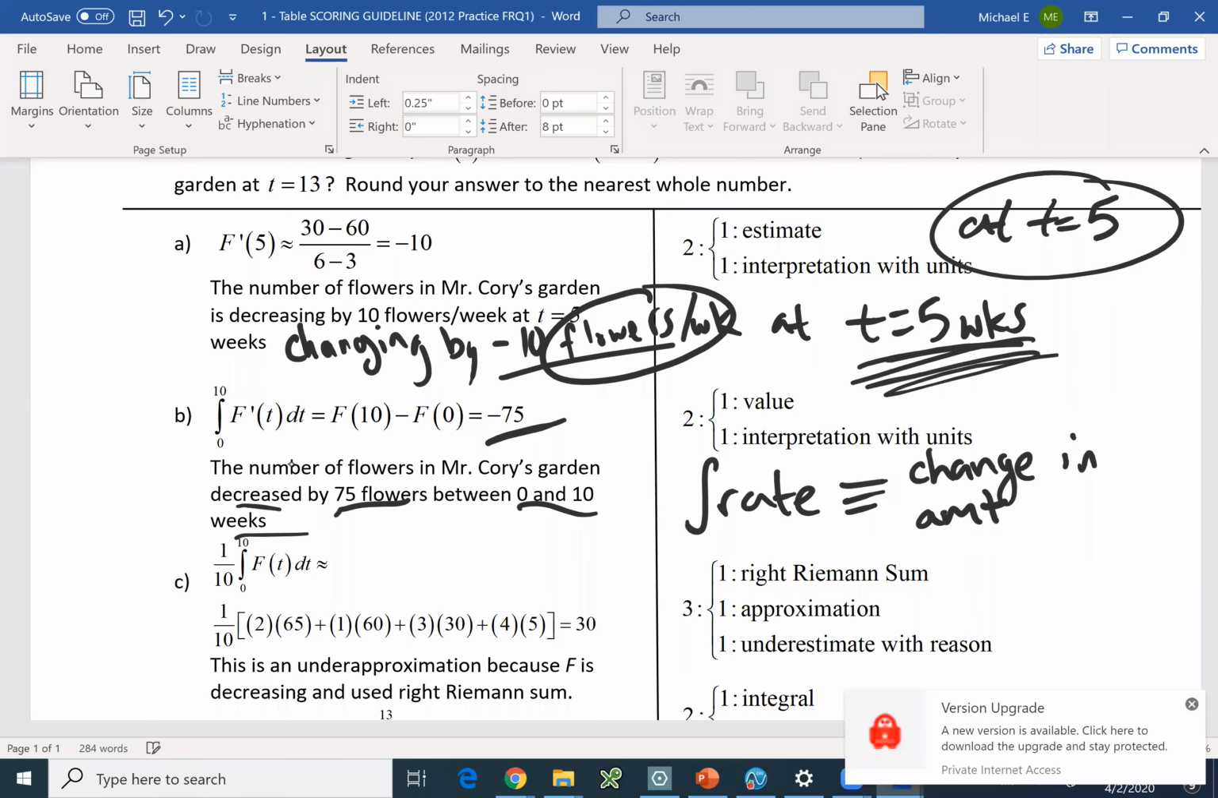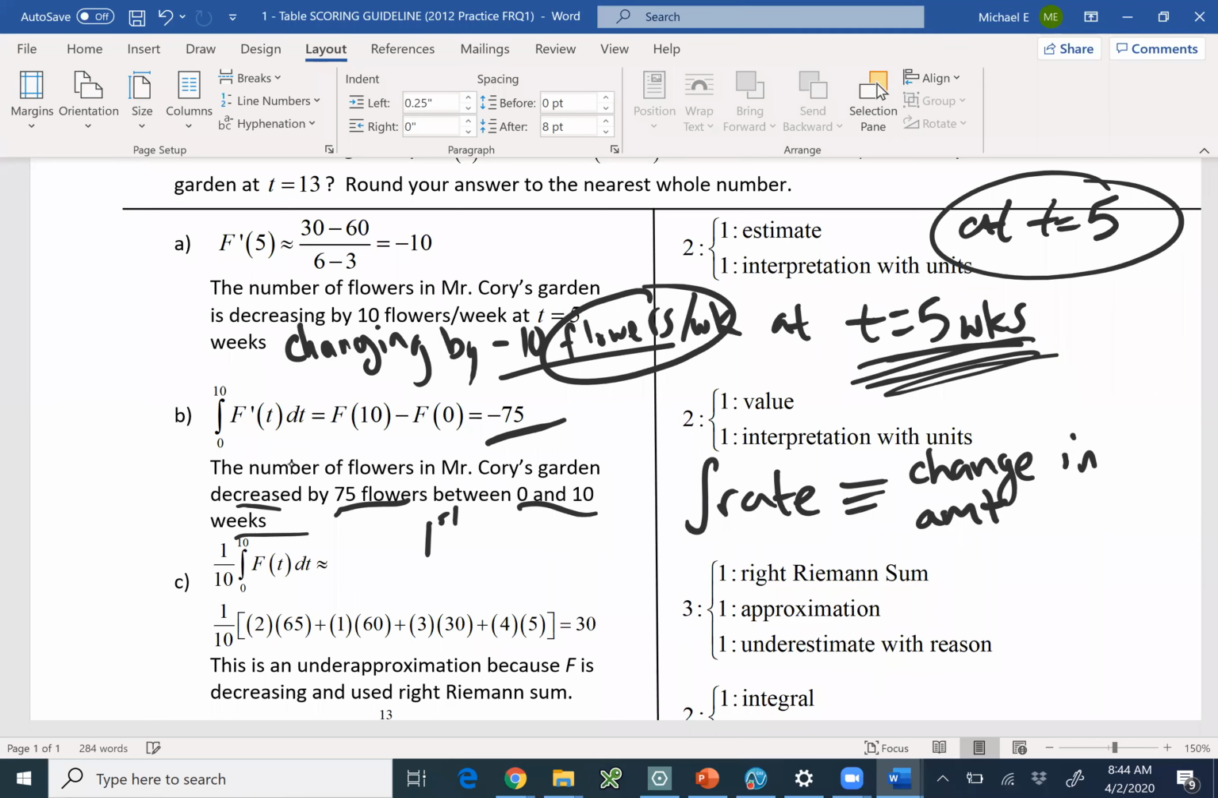So again, that time is important. If you just said that his flowers decreased by 75, you're not going to get the answer. You need to have something about those 10 weeks. You could have written the first 10 weeks, right? Because 0 to 10 is that. I like to just use the numbers between 0 and 10. Any questions on that, on part B?